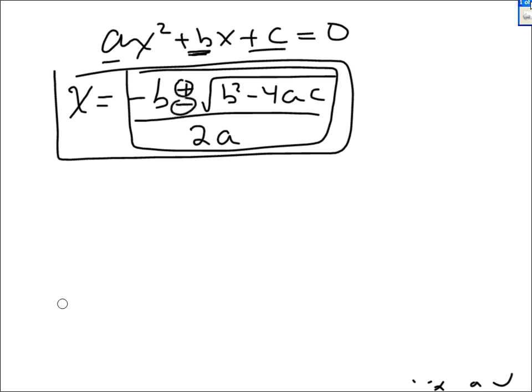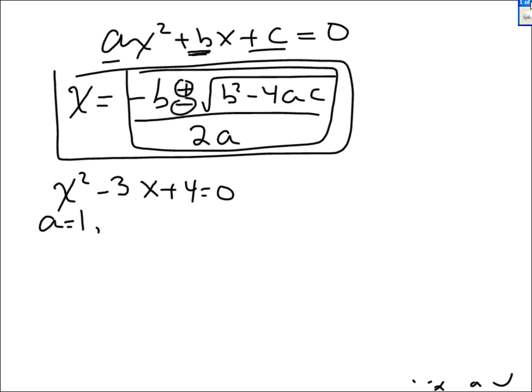Let's try another one. So you basically just plug in the A, B, and C. First you need to get it in standard form: AX squared plus BX plus C equals 0. For example, if you have x squared minus 3x plus 4 equals 0.